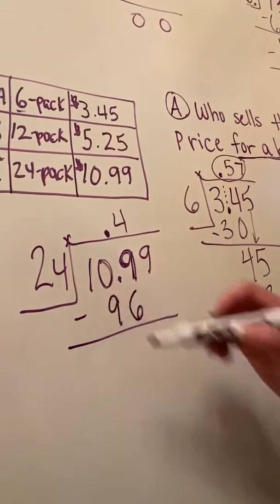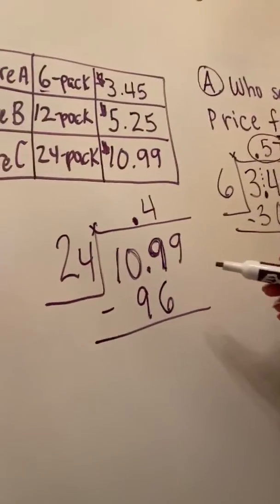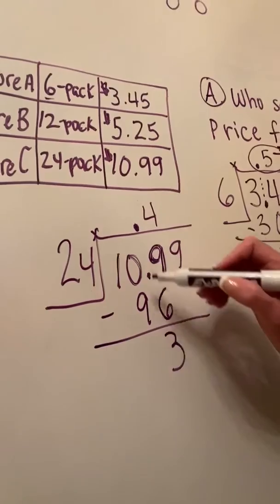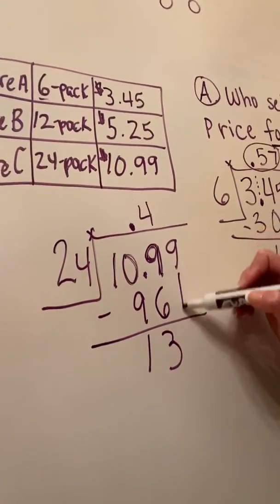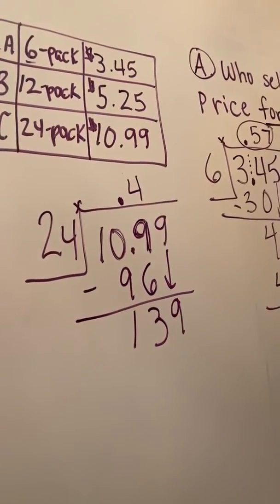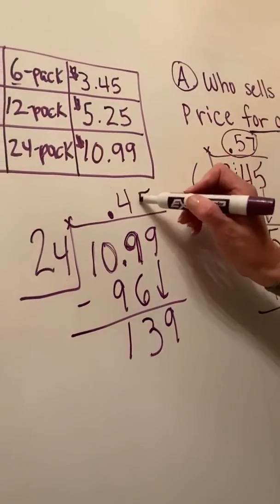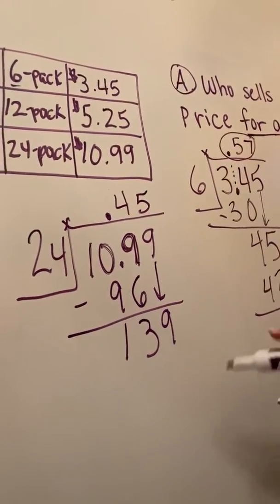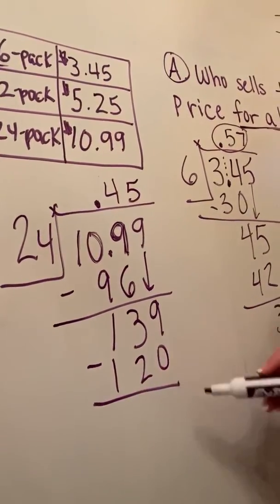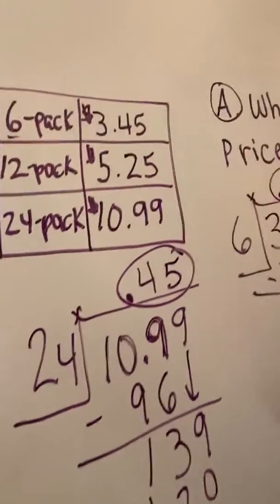Now there would not be a number here because there's not 3 digits in the number that I've got when I multiplied. So we would subtract 9 minus 6 is 3, 10 minus 9 is 1, and then of course we have to bring down our last digit. So 24 goes into 139. I already calculated over there 5 times. So it would be minus 120 and 45 cents.